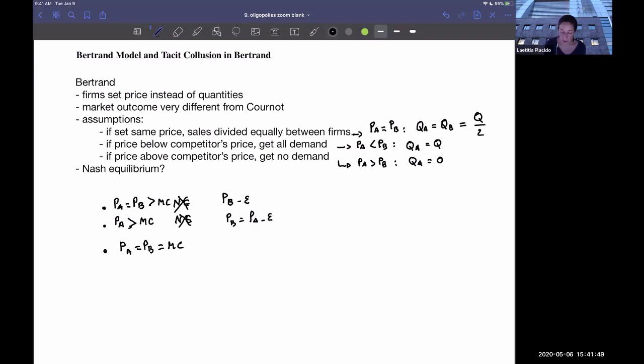Okay, so what is the outcome of the Bertrand model? Well, it's both firms setting a price equal to marginal cost, and so the quantity produced by firm A is the quantity produced by firm B, and that's half of the market quantity. So that's the Bertrand equilibrium.